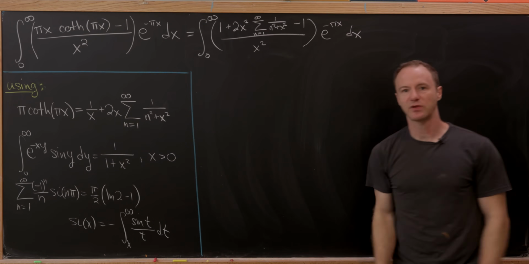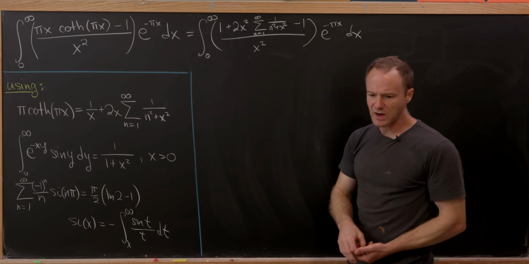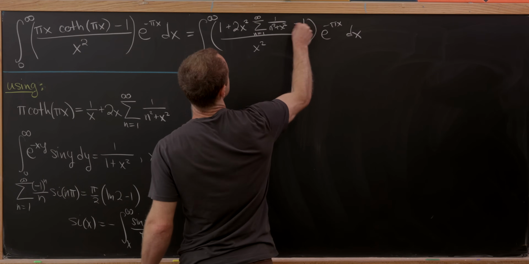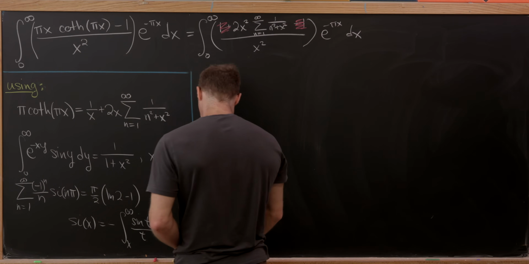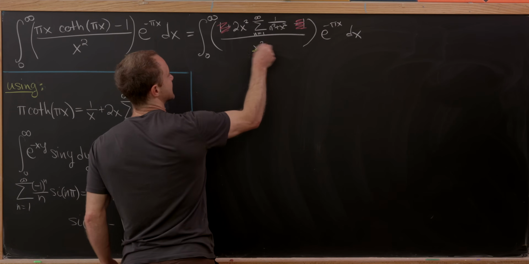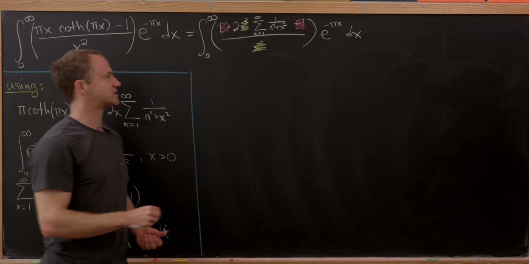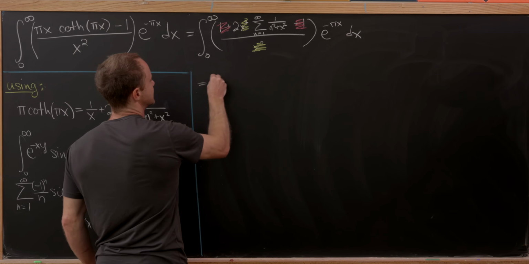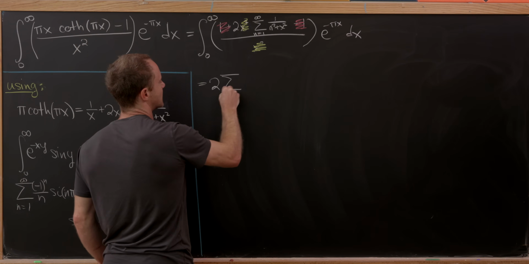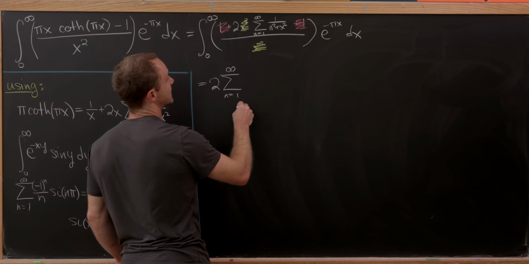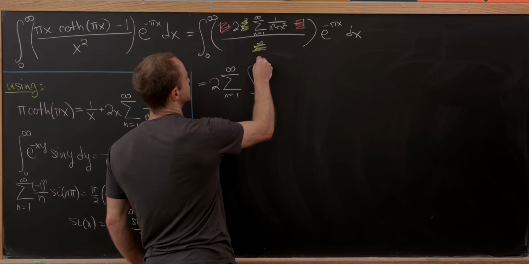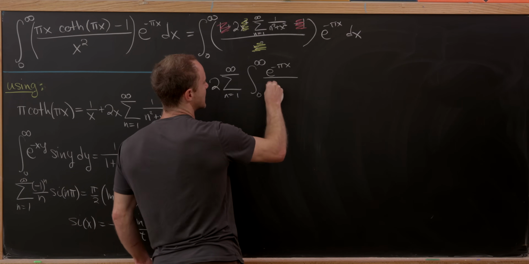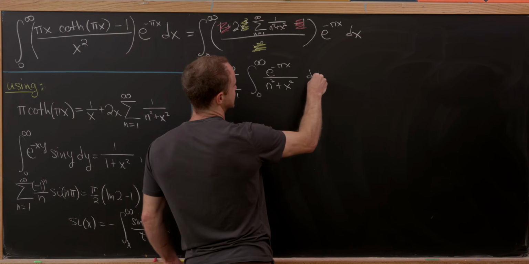Okay, so that's applying this first rule. But we get a minor amount of simplification here. Notice that this -1 and this +1 will cancel. And then after that, this x squared and then this x squared will cancel. Then we'll rewrite this as, let's see, 2, and then the sum, as n goes from 1 to infinity, of the integral from 0 to infinity of e to the minus pi x over n squared plus x squared dx.